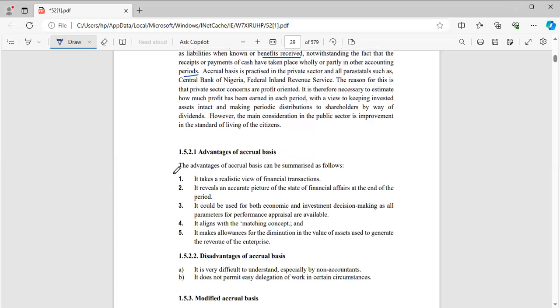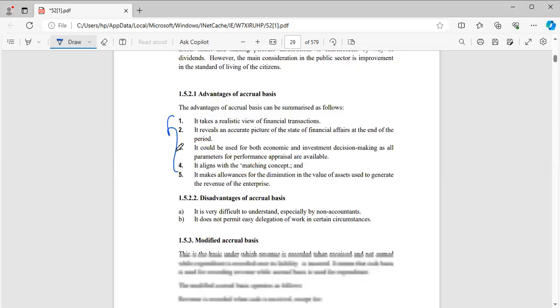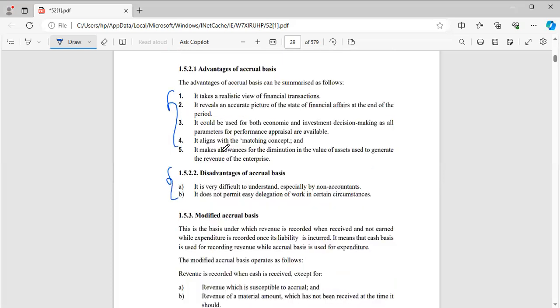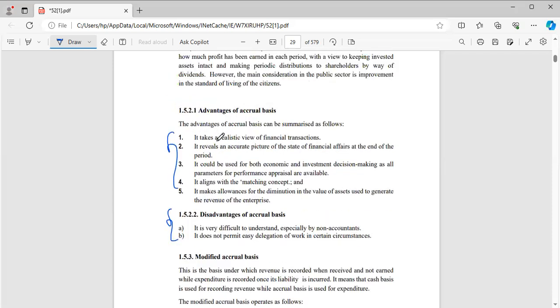So please look at the advantages and disadvantages of accrual basis. Go through them and make sure you understand them. One of the advantages is that it takes a realistic view of the financial transactions. The disadvantages of cash basis are actually the advantages of accrual basis, and vice versa. The advantages of cash basis are more or less the disadvantages of accrual basis.